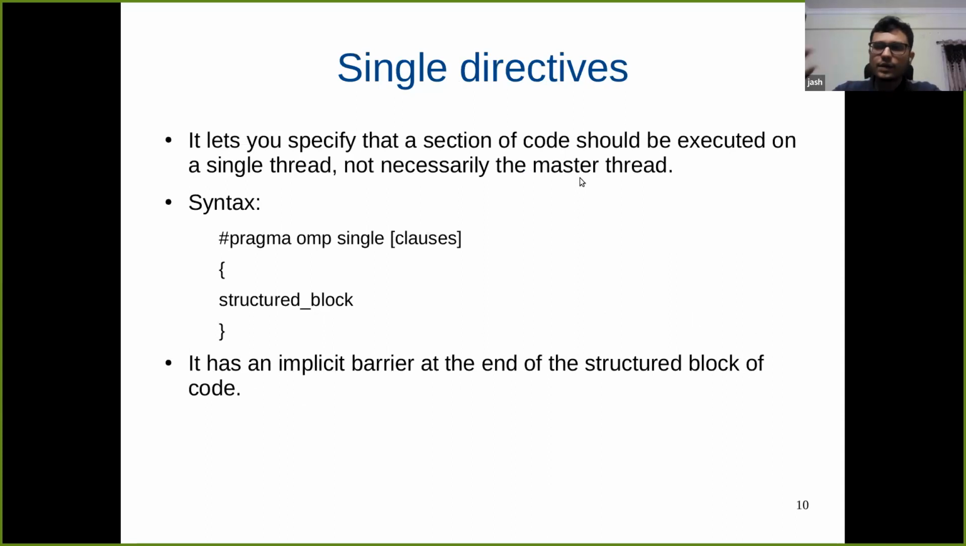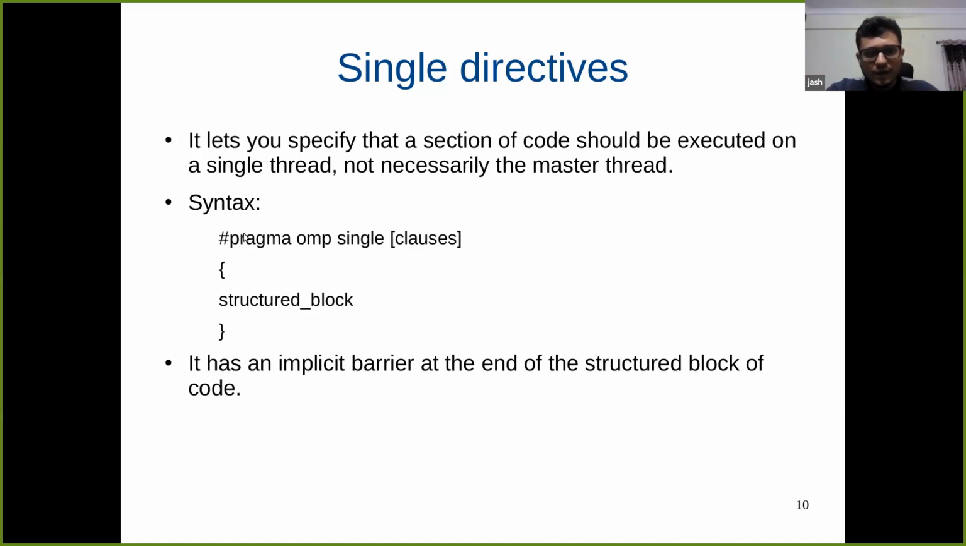Now let us look into the single directive. What the single directive says is that the single directive will be followed by a structured block of code, and whatever that structured block of code is, it should be executed by only one thread. It can be any thread, like the master thread or any other thread in the team, but it ensures that whatever structured block follows this single directive is executed just by one thread.